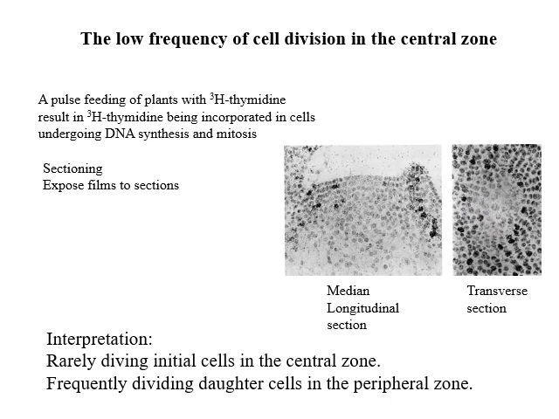So the interpretation of this experiment is that there are rarely dividing initial cells in the central zone. And that's what we typically call in plant science, or in stem cell biology, initial cells. And there are frequently dividing daughter cells in the peripheral zone. So this part here, or if you look from above, central zone here with infrequently dividing cells. And when they do divide and the daughter cells get pushed into the peripheral region, then they start dividing at higher frequency.